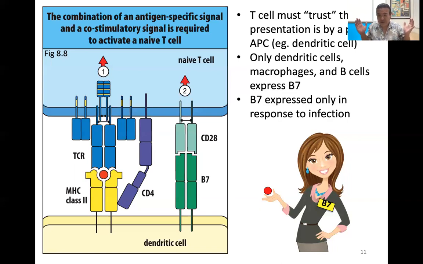Because remember, B7 is only expressed by a handful of professional antigen presenting cells in your immune system. So the B7 is used to wake up and activate T cells in a trustworthy way. But once those T cells are activated and they go off, they just need to see the red dot being presented by other cells. Okay.